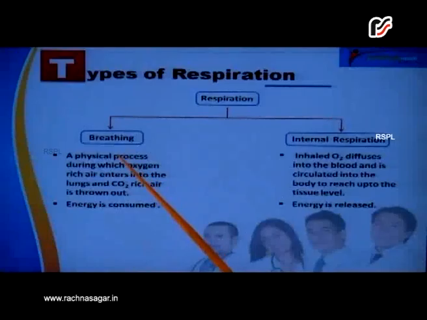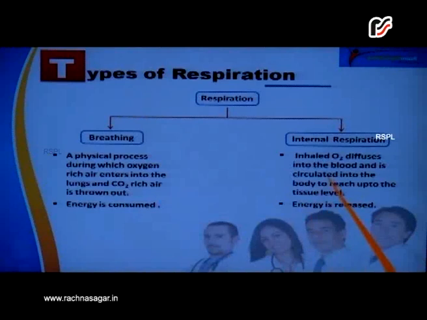The first is breathing, the second is internal respiration. Breathing is simply intake of oxygen rich air and release of carbon dioxide rich air. So it is a physical process during which oxygen rich air enters our respiratory system, the lungs, and carbon dioxide rich air is thrown out. Being a physical process, it is actually an energy consuming process. So energy is consumed during breathing.